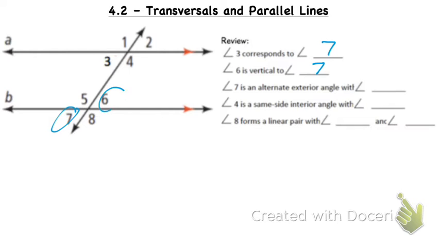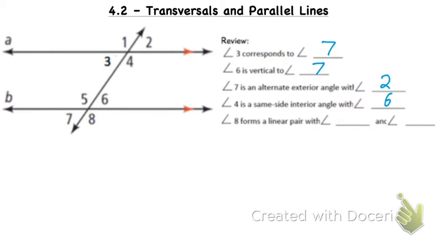Vertical angles are the ones that are opposite the X, okay? The next one. Angle 7 is an alternate exterior angle with angle 2. Very good. On alternate sides of the transversal, and they're both exterior to those two parallel lines. Angle 4 is the same side interior angle with angle 6. Thank you, Elizabeth. Same side of the transversal, both interior to the two parallel lines.